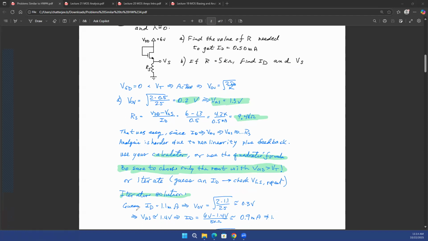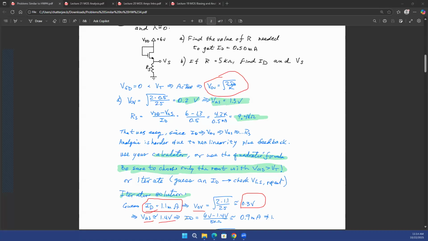Let's say you can guess a particular ID. Let's say I guess ID to be equal to 1.1 milliampere initially. So if my ID is 1.1 milliampere, you can calculate what your VOV is going to be using the same formula over here. You can find out your V overdrive. If you find your V overdrive, you can find out your VGS.